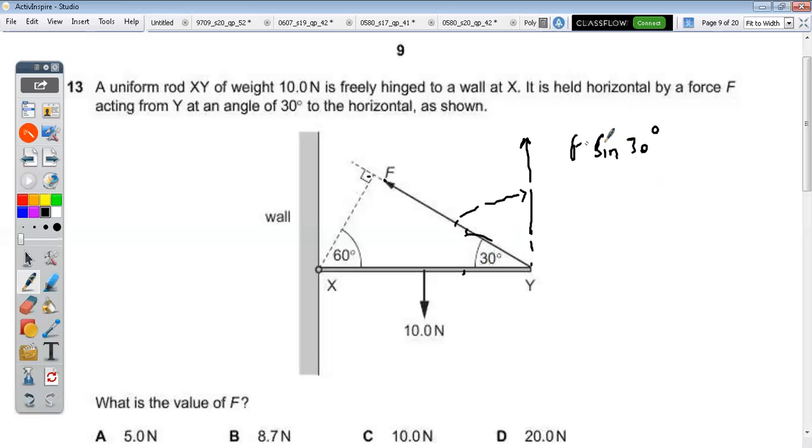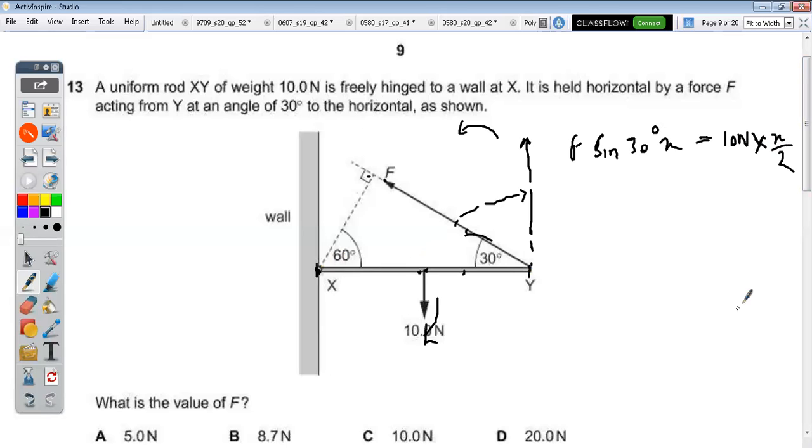F sine 30 multiplied by the distance from this to the pivot here, which I can call x. Multiplied by x. What direction is this? Anti-clockwise. This one is providing a clockwise moment. The weight, my assumption or the physics assumption, is that the weight is at the center of the rod. Clear now? So it's equal to 10 newtons multiplied by the distance, which is halfway, so x divided by 2. Clear now?